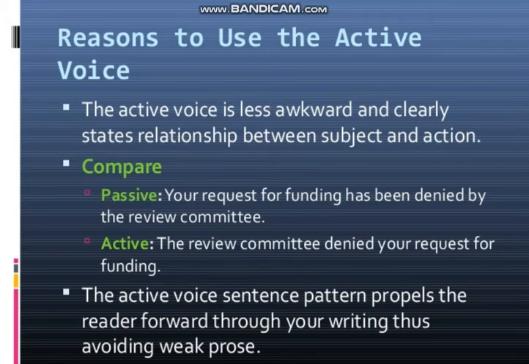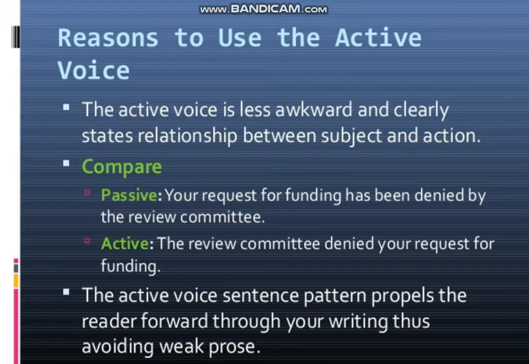The active voice is less awkward and clearly states the relationship between subject and action. Active voice, as we have already discussed, seems less awkward, easily understandable, and it clearly shows us the relationship between the subject and the action: the subject is the performer of an action, and the action is being performed by the subject. So it clearly shows us the relation, as you can see in the examples.